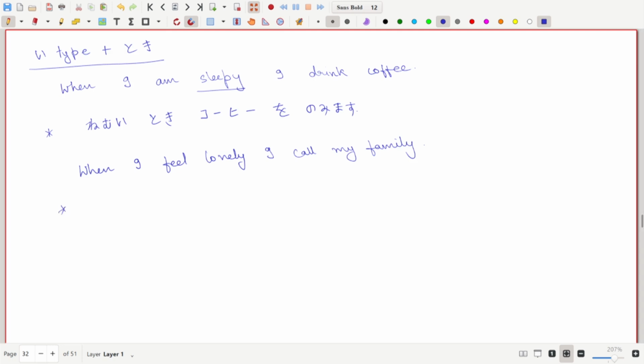So when I feel lonely, lonely is sabishi. Sabishi toki, I call my family. Family will be kazoku. Kazoku ni denwa o kakemasu.